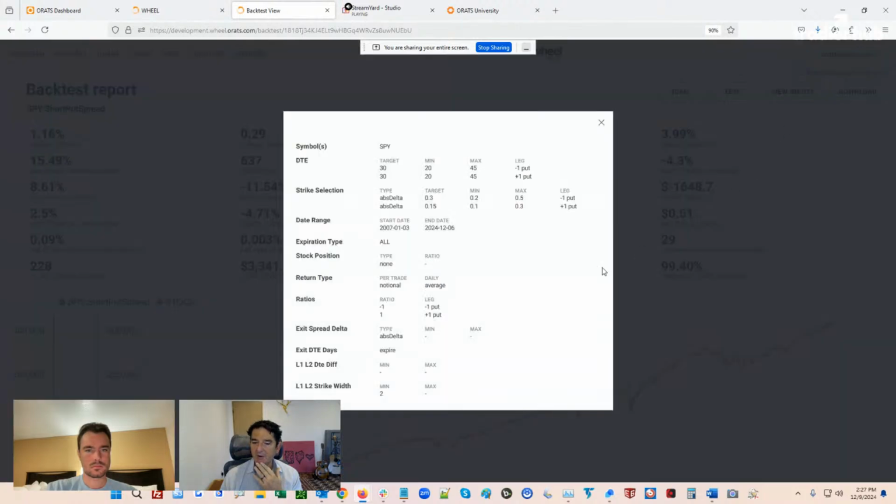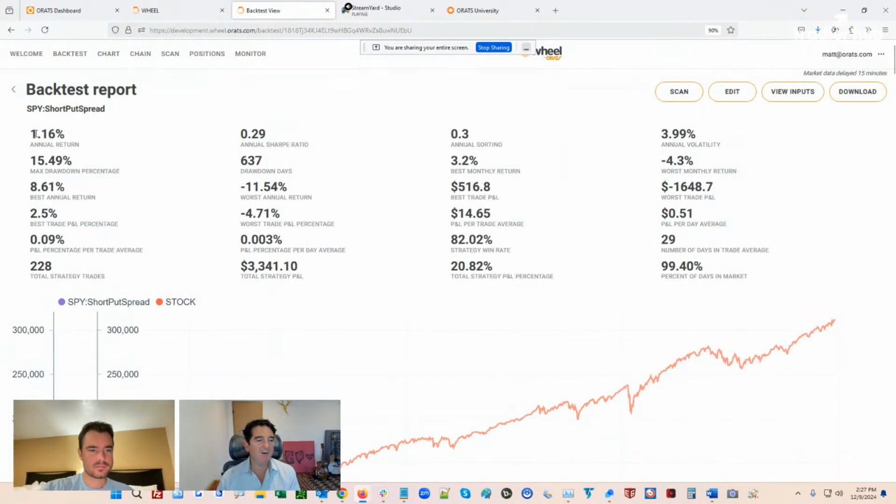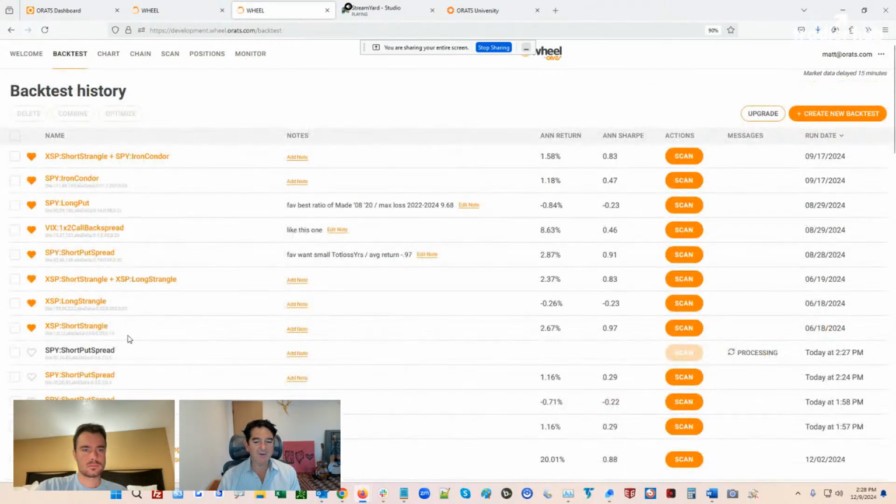If you view inputs, you could see that this is the one without the... actually, this is the base test. So this is the base test that you want to compare against. That base test returns 1.16. The max drawdown is 15%. So this is a decent basic test, but pretty low Sharpe and Sortino.